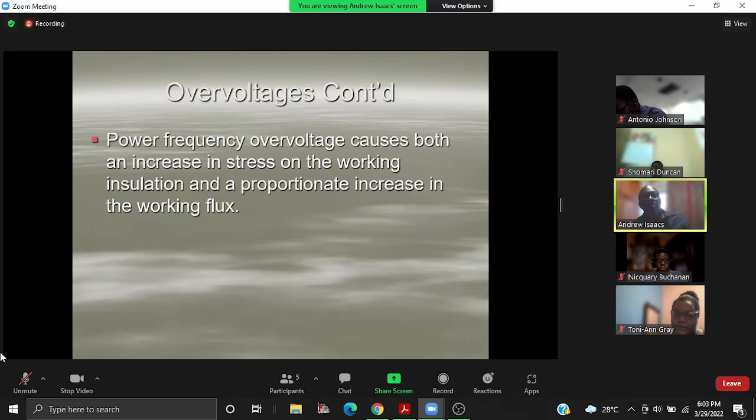All right. For the power frequency overvoltage, what we're saying is it may occur simply by changing loading conditions. Yeah, I think I would keep it at that.